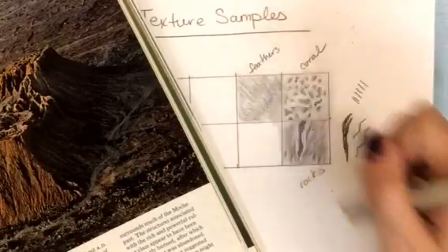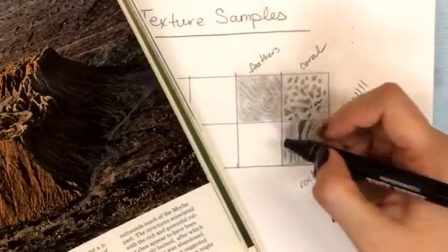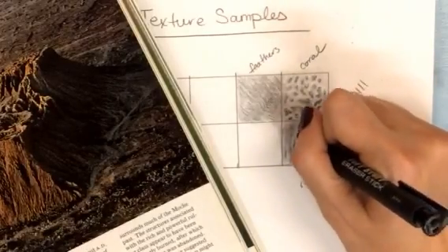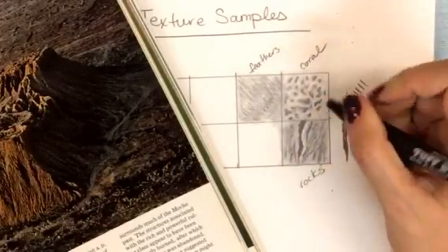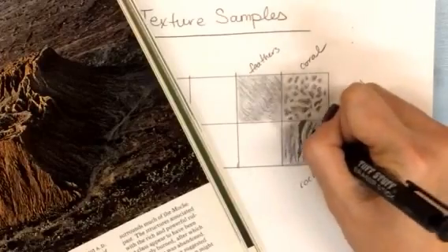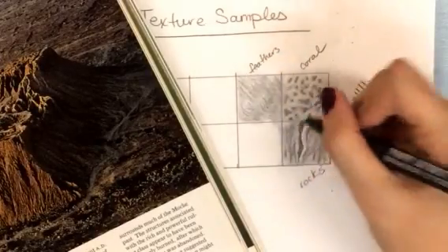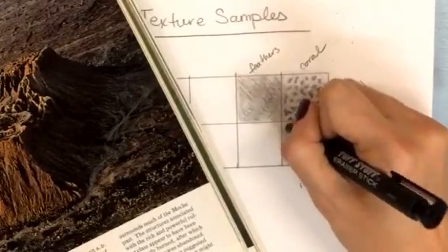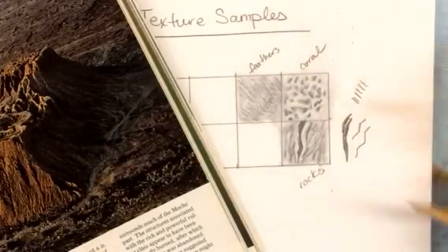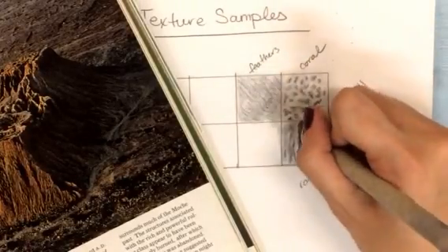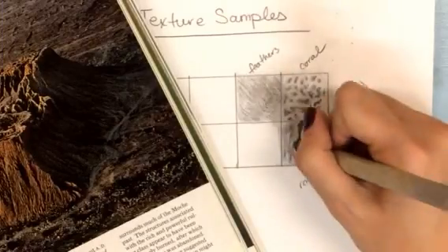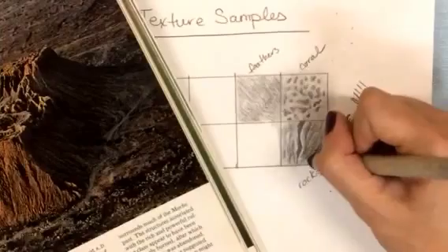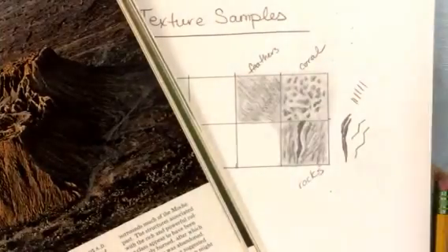Now, is there anywhere where I feel I need a little highlight? Maybe right along this ridge. Maybe along another little ridge. Here. And then again, I can come in with the blending stick to put some of that back if I took out too much. Rocks, done.